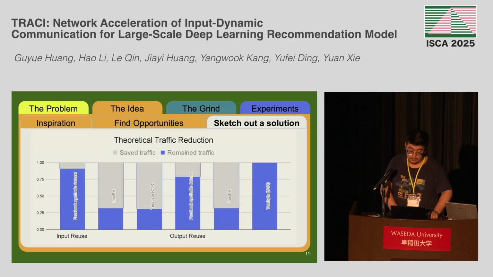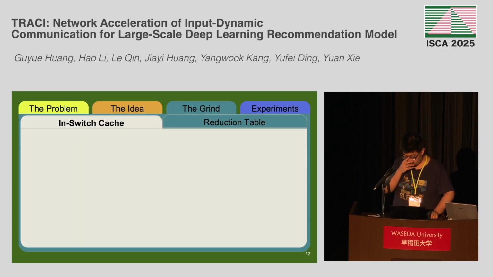So here's the inspiration and how we could find opportunities. Here we show the performance profiling result of the theoretical traffic reduction by using these two methods. We could find that for these three data sets, the data communication size could be dramatically reduced. It is noted that for the data set Terabyte, there is no output reuse because each input query only asks for one output.